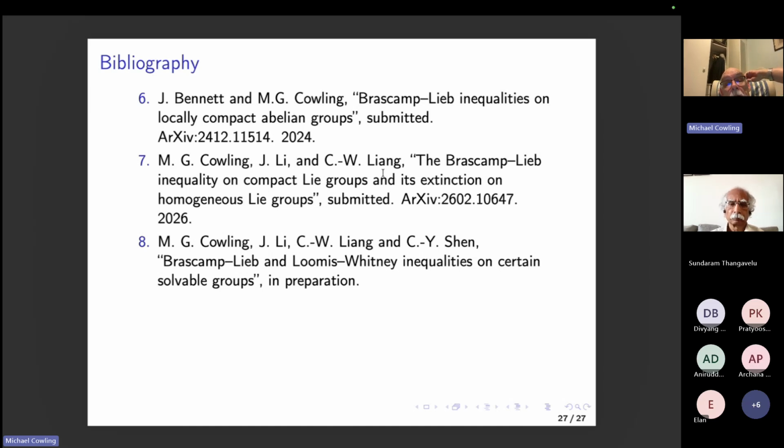One's about nilpotent groups, and the other is about the ax plus b groups. And so at this point, thank you very much. I've finished, and thank you for your attention.